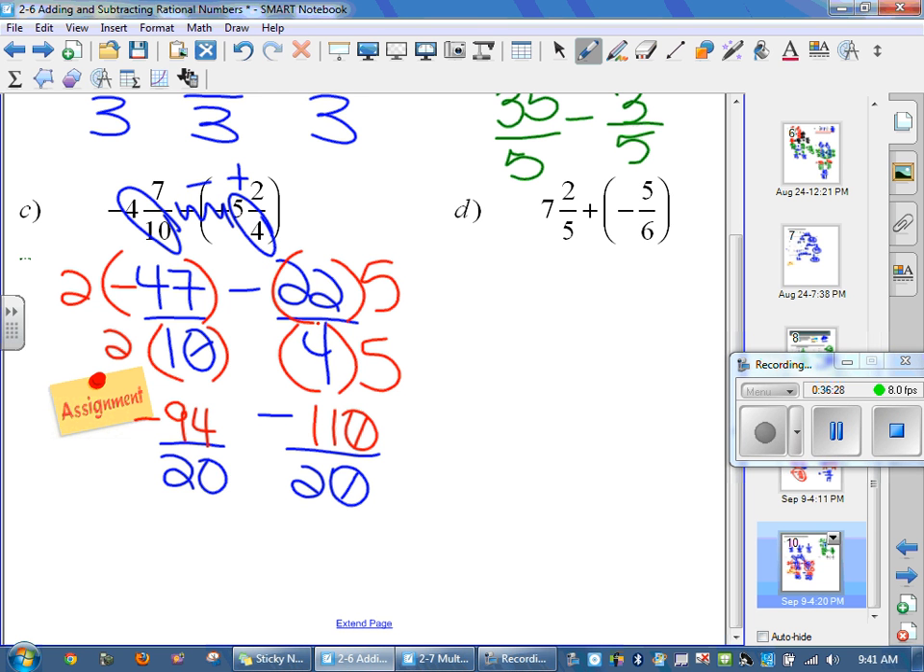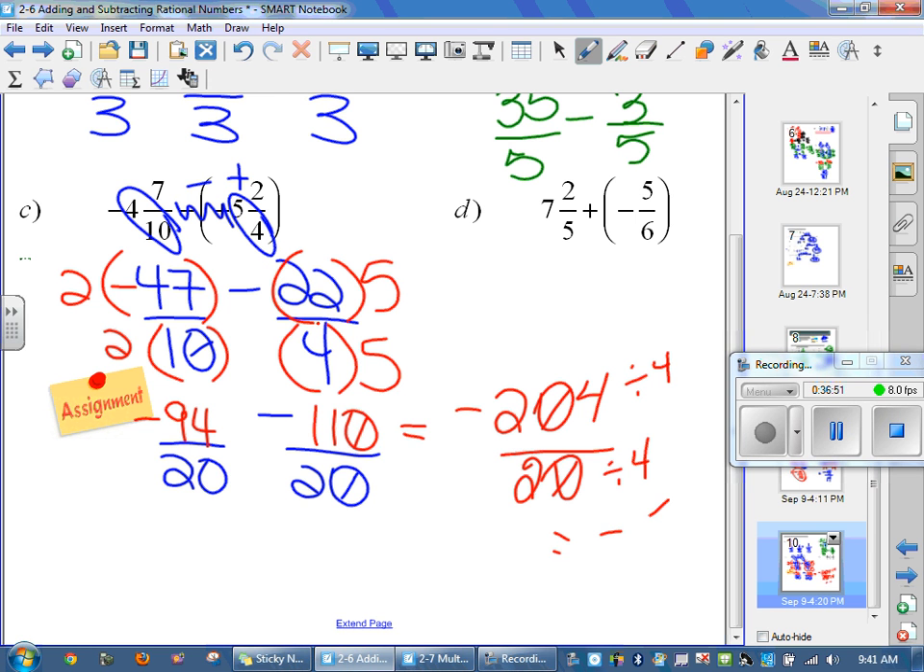Now that's going to reduce. They all divide by 4. So if you divide the top and the bottom both by 4, you should get negative 51 over 5. Okay? Let's take a look at D. Only one of them has to change to improper. 7 times 5 is 35. Plus our 2 is 37 over 5.